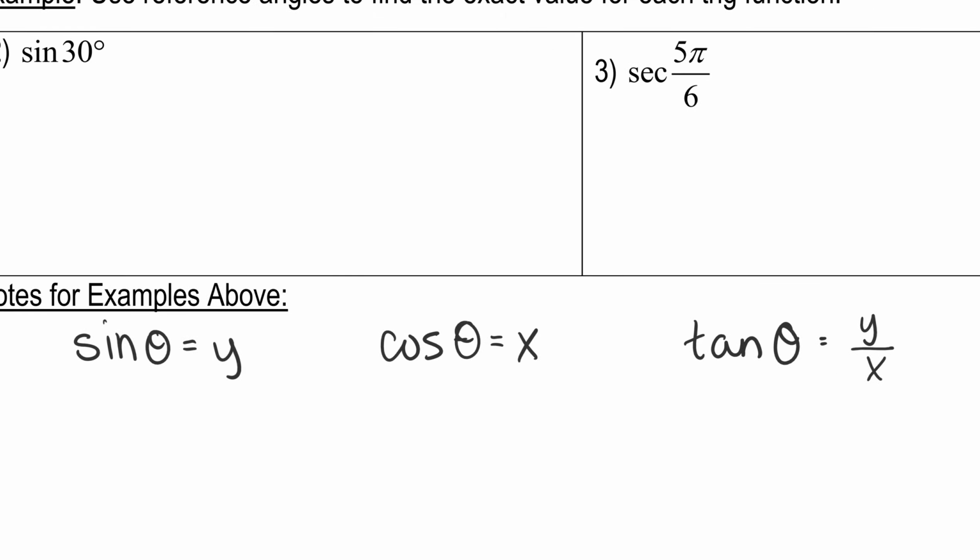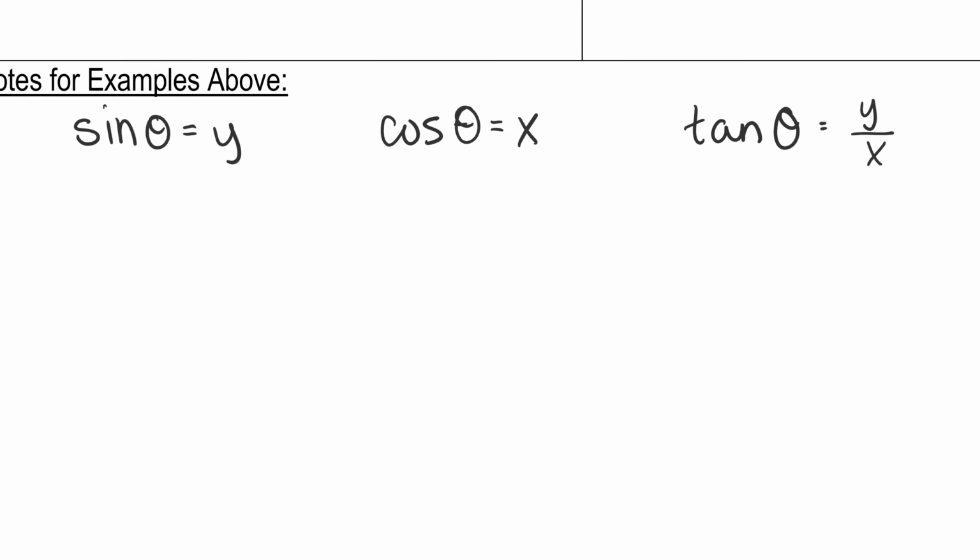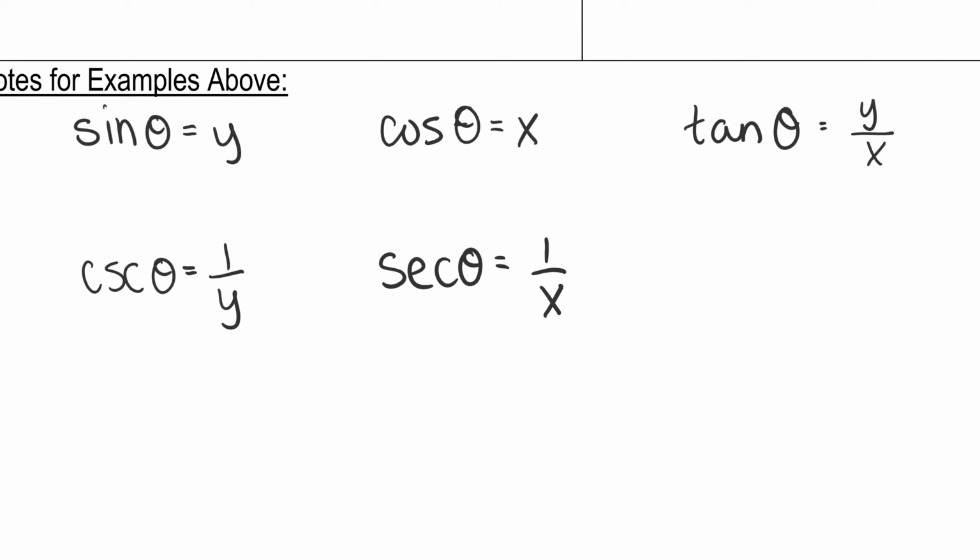And notice on number 3 I have secant, so we're bringing back those other 3 trig functions we didn't use yesterday. Secant would be a cosine flipped, so if I have secant, that would be 1 over x. If I have cosecant, that'd be 1 over y. And if I have cotangent, that would be x over y.